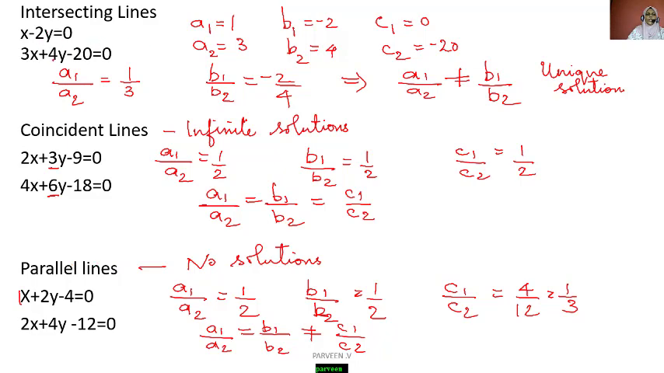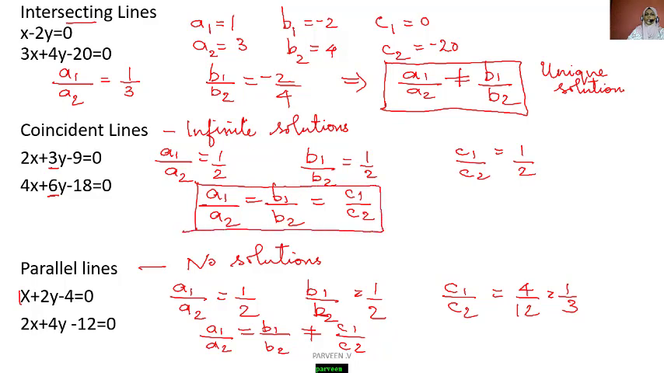So once a pair of linear equations is given to you, without graphically finding the solution, you can conclude from the ratios what type of solution you get or what type of lines you will get. If a1 by a2 is equal to b1 by b2 is equal to c1 by c2, you are going to get infinite solutions with coincident lines. Finally, if a1 by a2 is equal to b1 by b2 but not equal to c1 by c2, there is going to be no solution and the nature is going to be parallel.